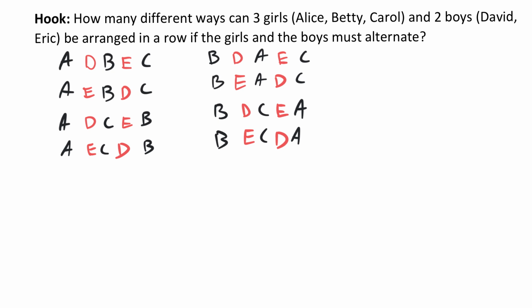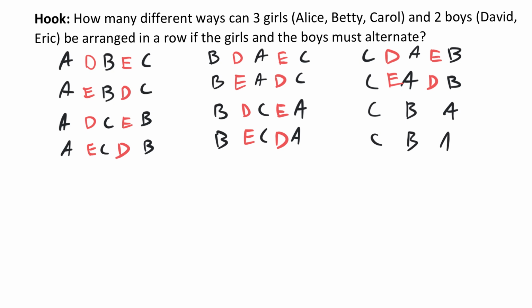So then let's look at all the ones that start with C. We could have C, A, B, with 2 options there because we could have D, E or E, D. And then C, B, A, and again, we have either D, E or E, D.